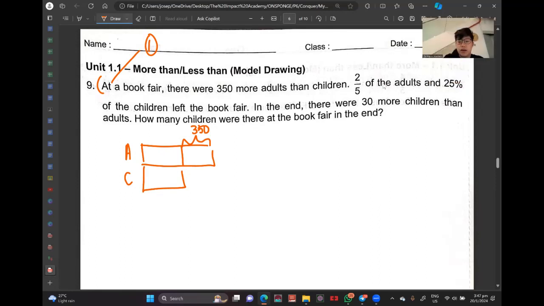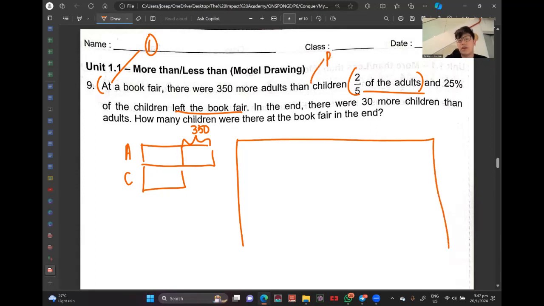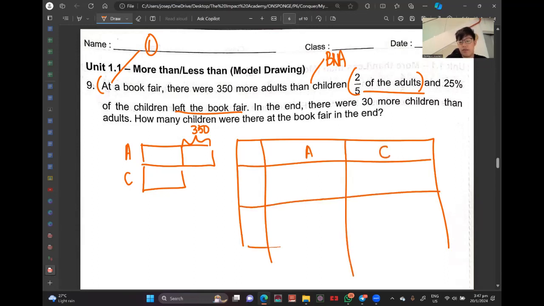Okay, now, 2/5 of the adults left the book fair. So we want to quickly draw a B and A table, right? Because this is a B and A question. All right, so we are going to split it up. Okay, of course, we have adults over here, children over here. Break it up, okay, and then of course the last part.